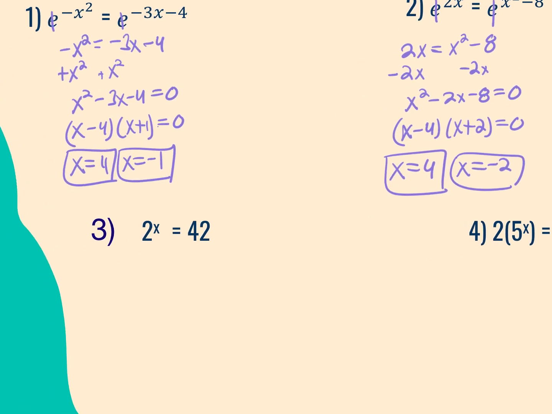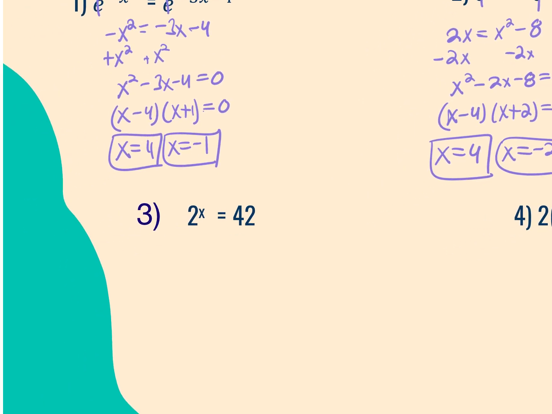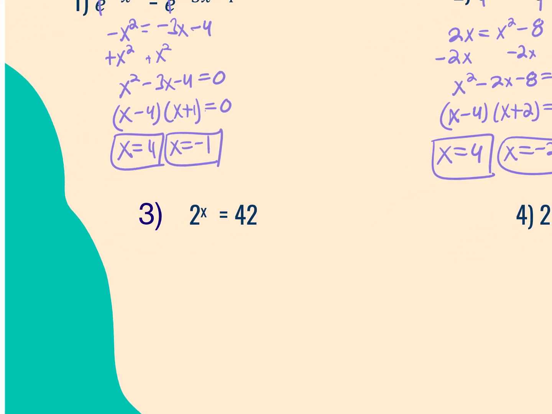Now, when you look at something like number 3, this is one that your instincts are probably telling you to rewrite 42 to have a base of 2. But think about it, right? I know that 2 to the power of 5 is 32.